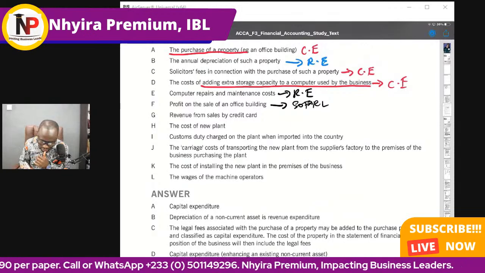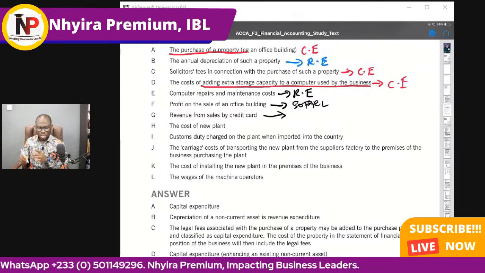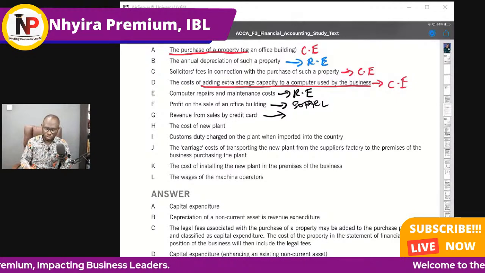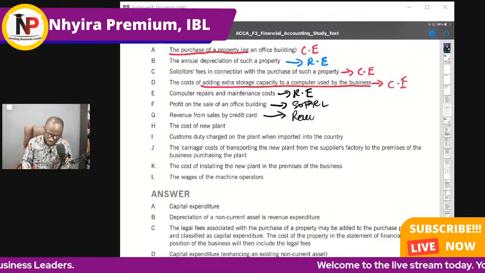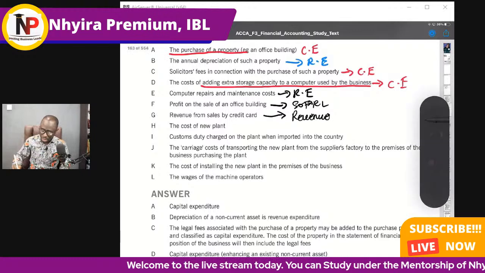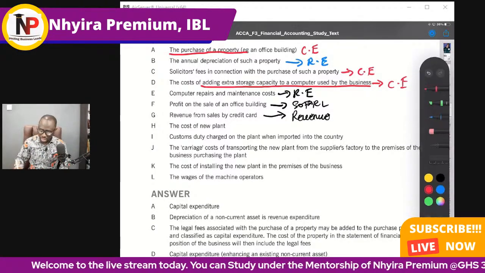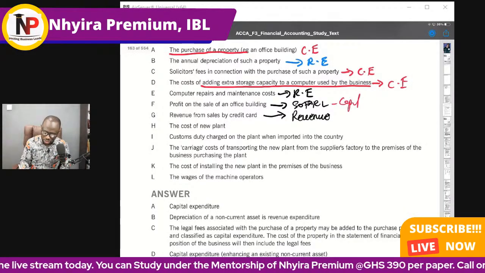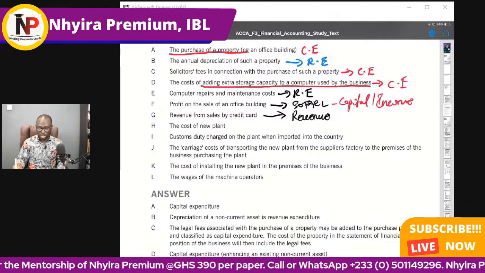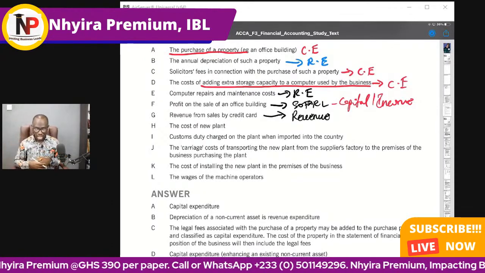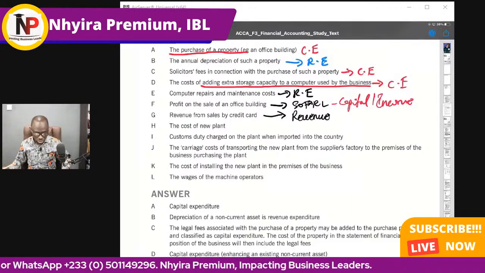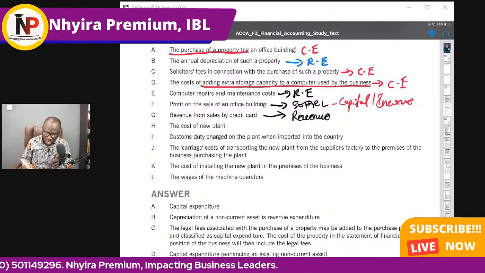Then revenue from sales by credit. Revenue from sales by credit is also an income, but that is going to be more or less like a revenue for the organization. So this is going to be more of an income coming in, and the sales by credit will come in as a revenue for the organization under consideration.